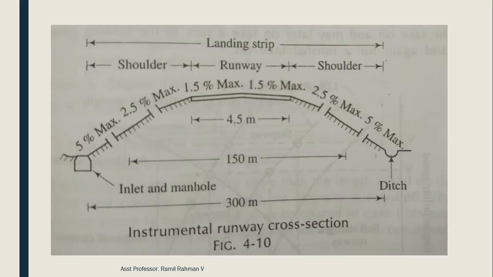This is the diagram, the instrument runway cross section. You can see that 1.5 is the maximum given, and for the runway transition gradient, and for shoulder you can see 5 to 2.5 is the value.